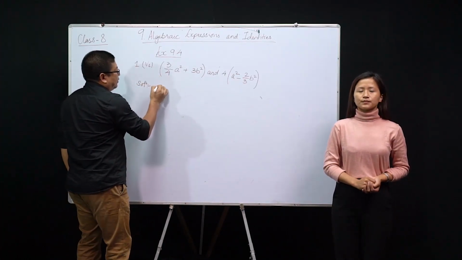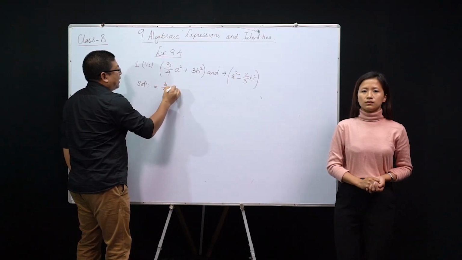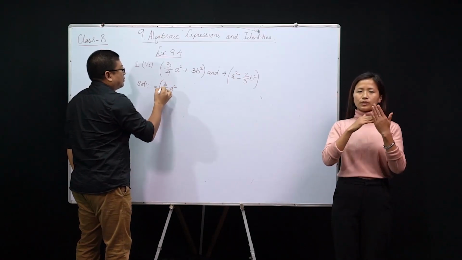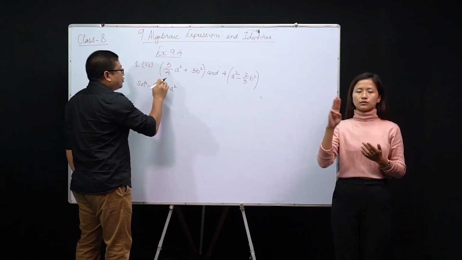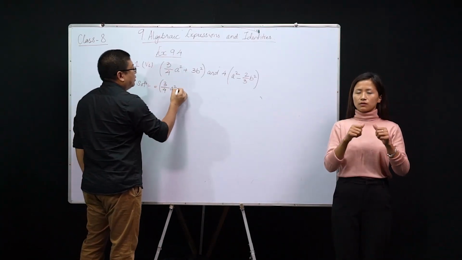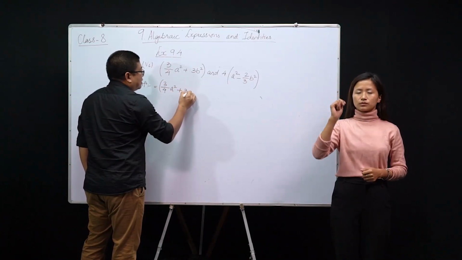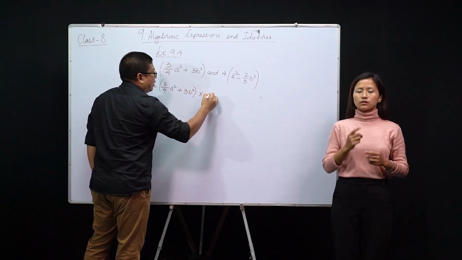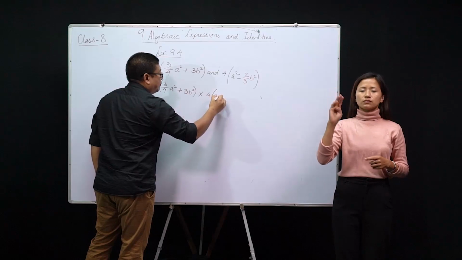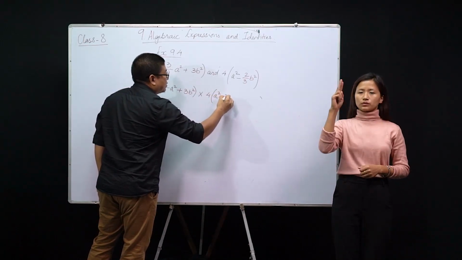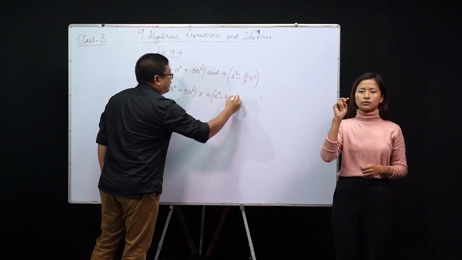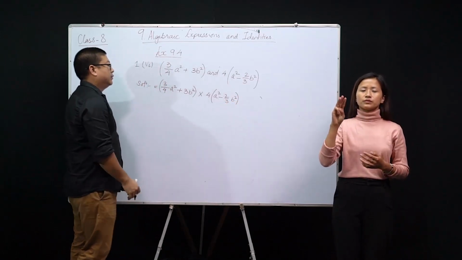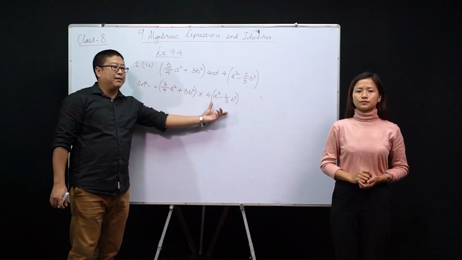So you simply have to write like this: 3 by 4 a to the power 2 plus 3b to the power 2, into 4 a to the power 2 minus 2 by 3b to the power 2. Alright? So we're going to multiply them now.